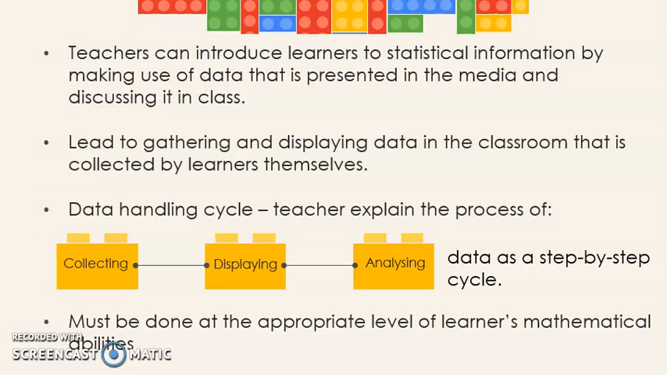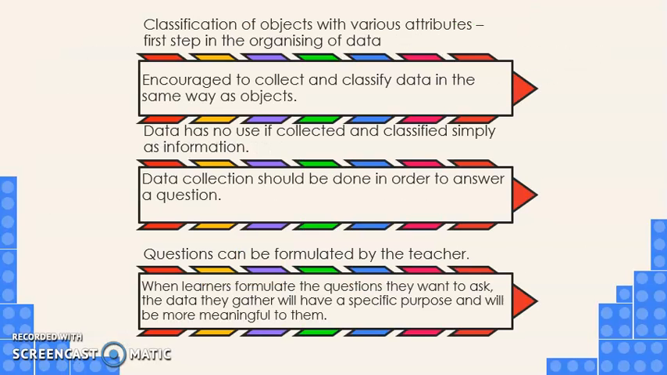Learners further need to master data sorting and classification before they can move on to work with the numbers generated by the process. At this stage, they will be analyzing the results of the statistics, the data collected, on a more abstract level. The classification of objects with various attributes is the first step in the organization of data. Learners should be encouraged to collect and classify data in the same way as objects.